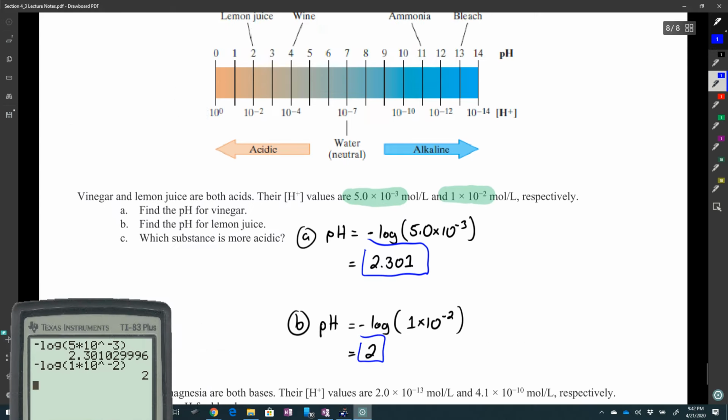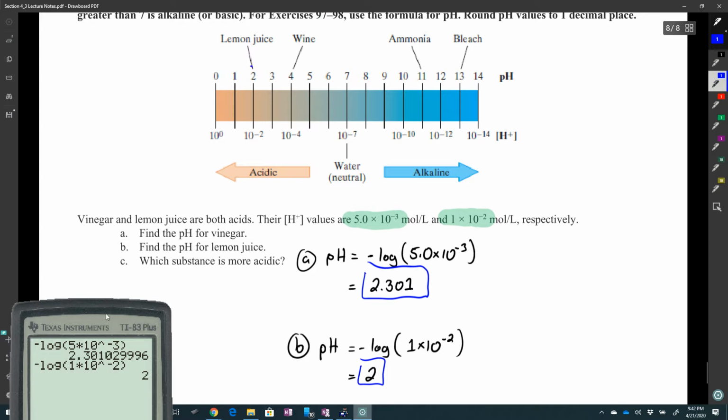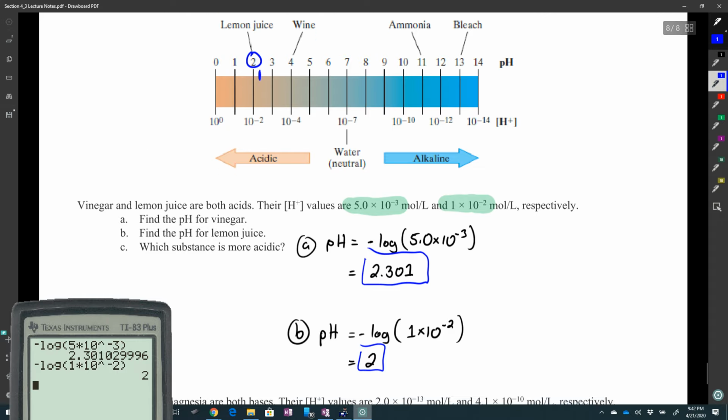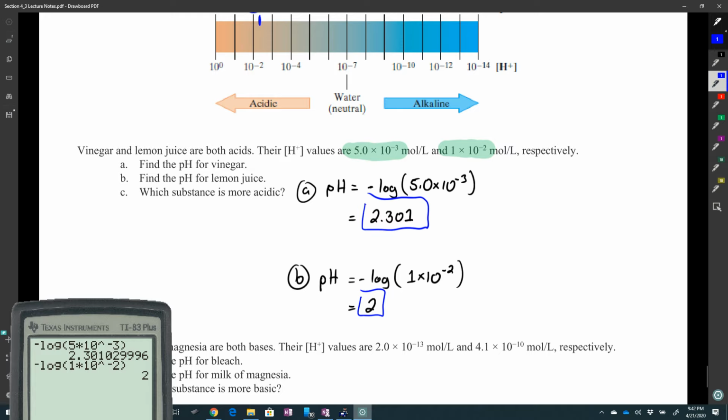So which one is more acidic? So here's lemon juice. Vinegar is right here. The more acidic it is, the closer it is to 0. So the lemon juice is more acidic.